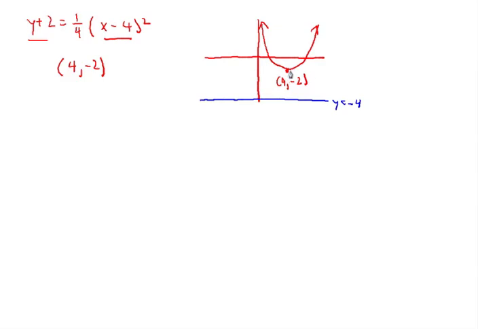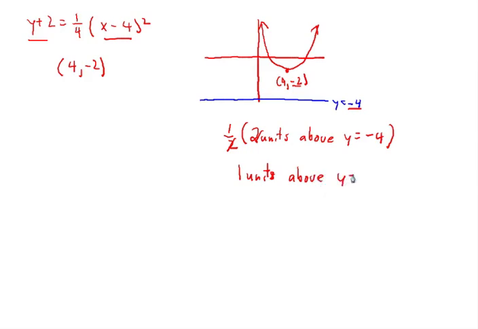What we have to ask ourselves is how far this vertex is above y equals -4. Our y coordinate is -2, and this line is where y is equal to -4. So our vertex is 2 units above y is equal to -4. It says we're going to vertically compress it by a factor of 1/2, so we multiply that by half. 1/2 times 2 units gives us 1 unit. So the new transformed vertex will be 1 unit above y is equal to -4.